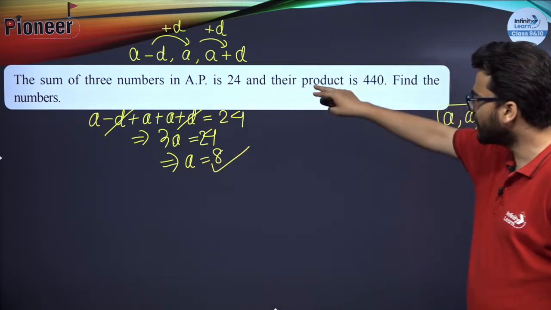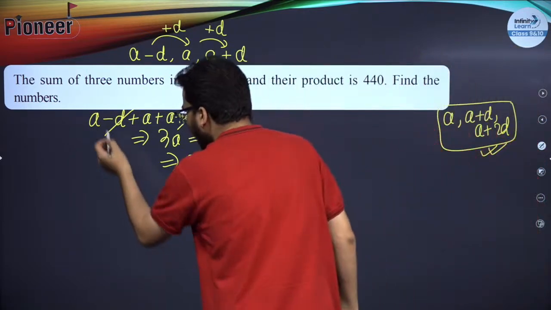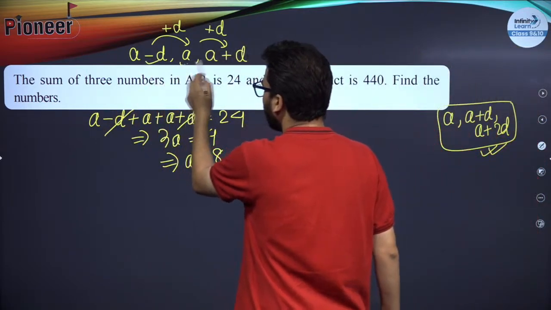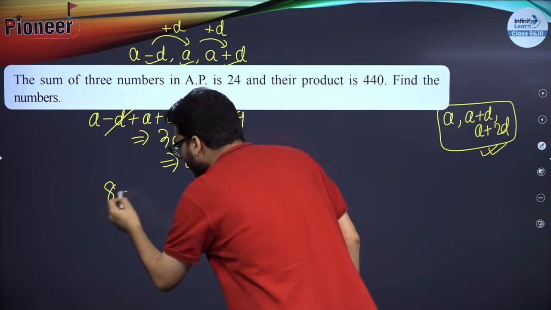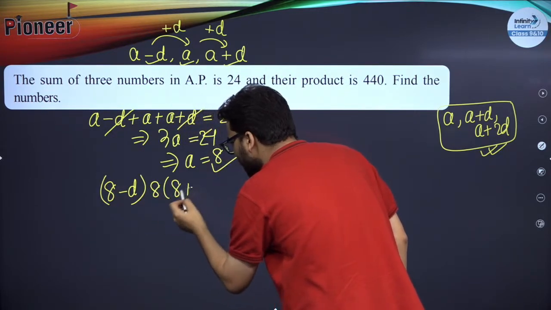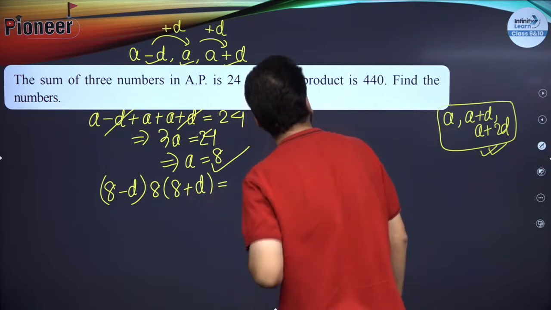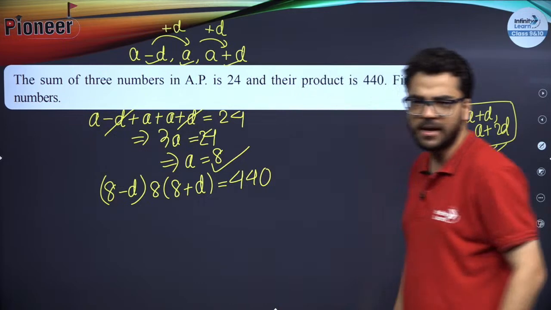Now it is given over here that the product is 440. It means a minus d, a, a plus d, and a is already 8. So it is 8 minus d into 8 into 8 plus d, and that is equal to 440 over here. I hope this is clear up till here, guys.